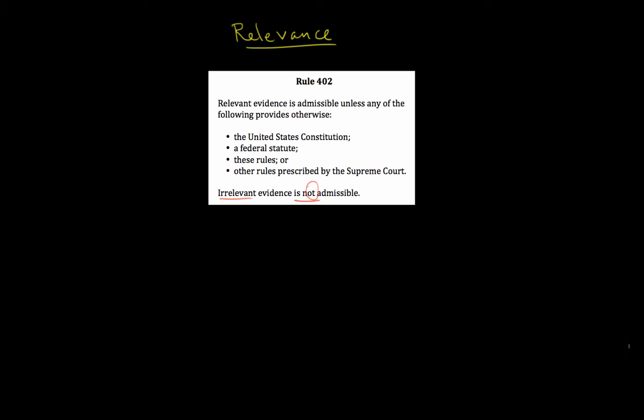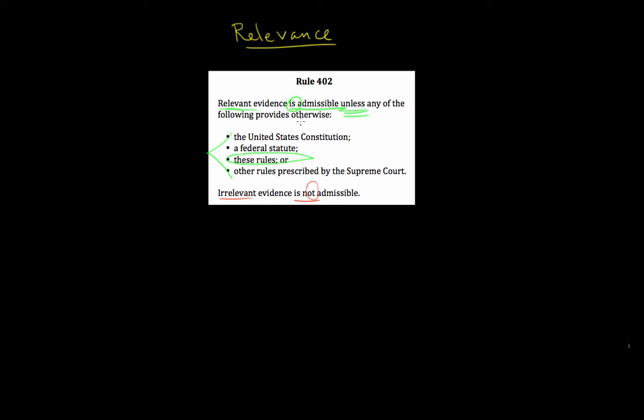The first part of the rule says that relevant evidence is admissible unless one of these other things makes it not admissible. And later on, we're going to learn about how these other things, especially other rules in the Federal Rules of Evidence, might make a piece of evidence not admissible. But for now, the important thing is just to understand that relevance is just our initial gateway.